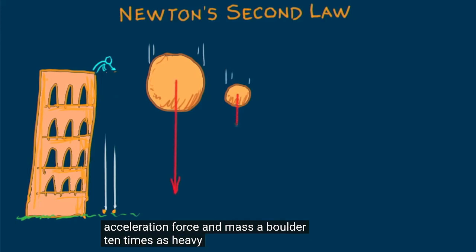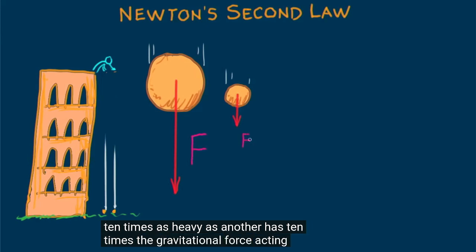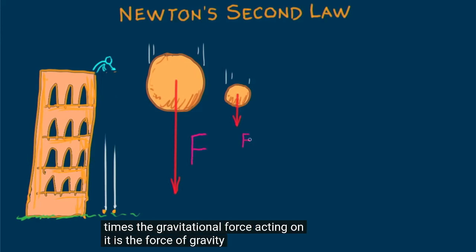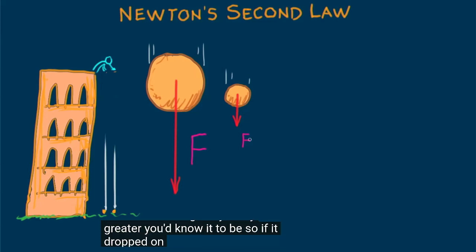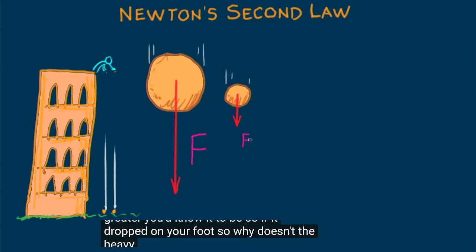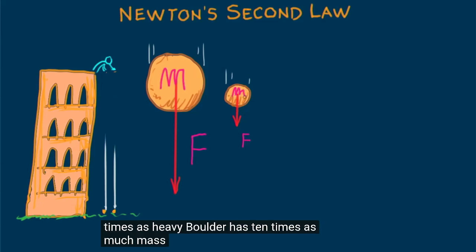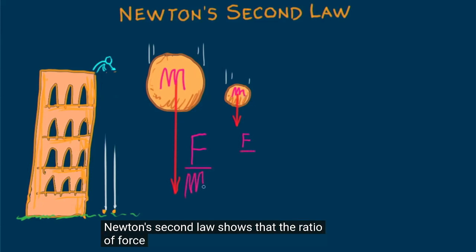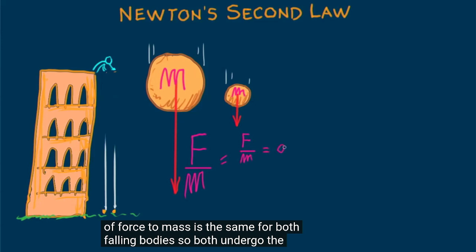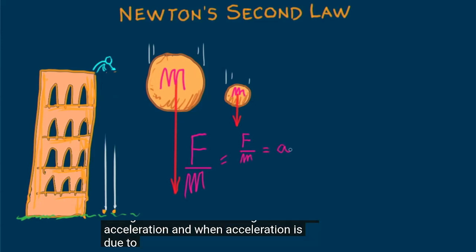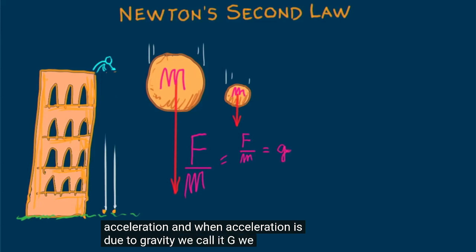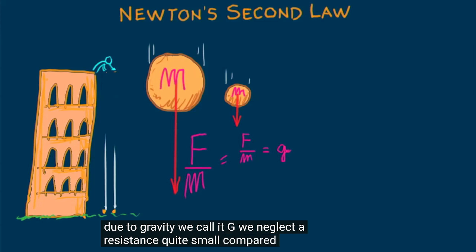A boulder 10 times as heavy as another has 10 times the gravitational force acting on it. Is the force of gravity really greater? You'd know it to be so if it dropped on your foot. So why doesn't the heavy boulder fall faster? Because the 10 times as heavy boulder has 10 times as much mass. That's 10 times as much resistance to a change in motion. Newton's second law shows that the ratio of force to mass is the same for both falling bodies. So both undergo the same acceleration, and when acceleration is due to gravity, we call it g. We neglect air resistance, quite small compared to the weights of the boulders.